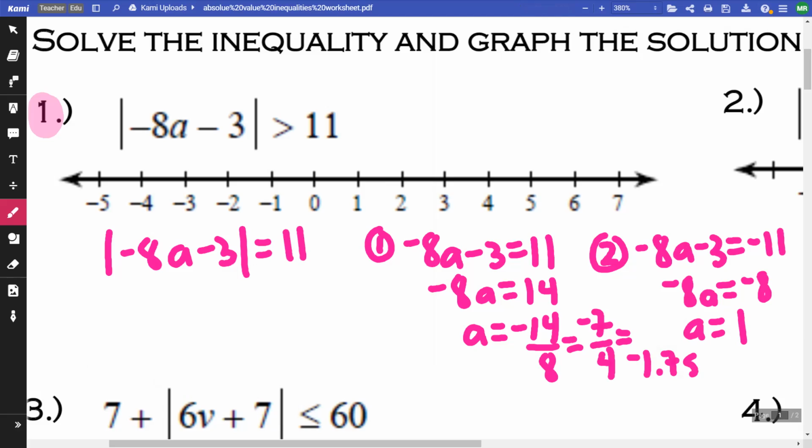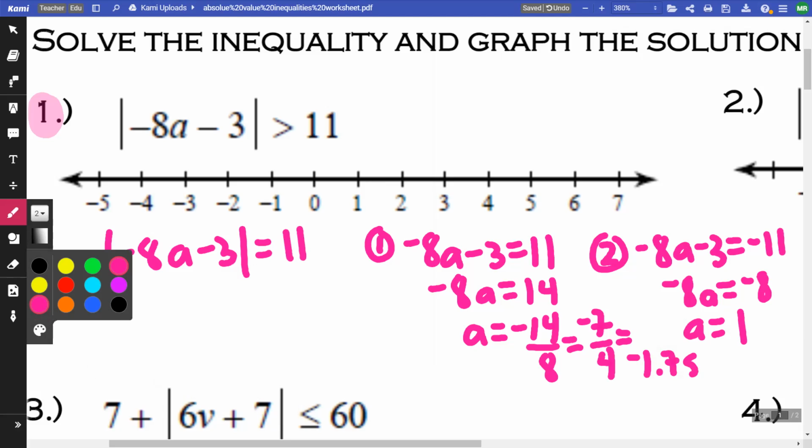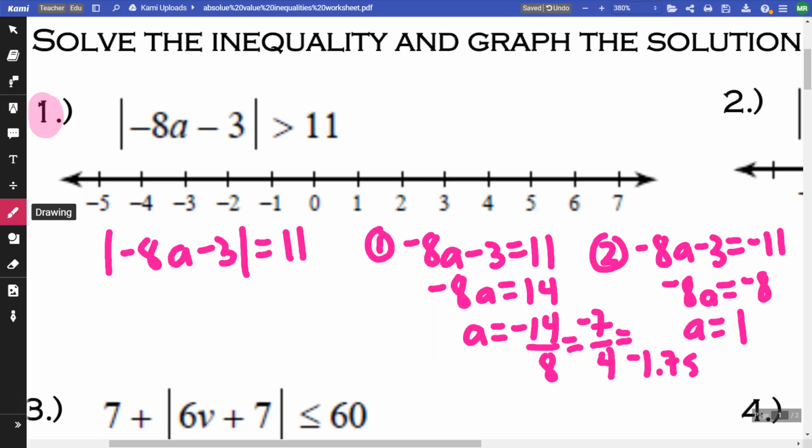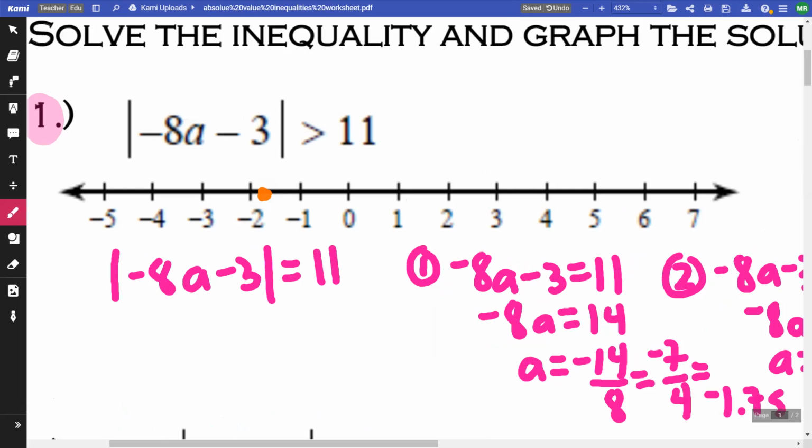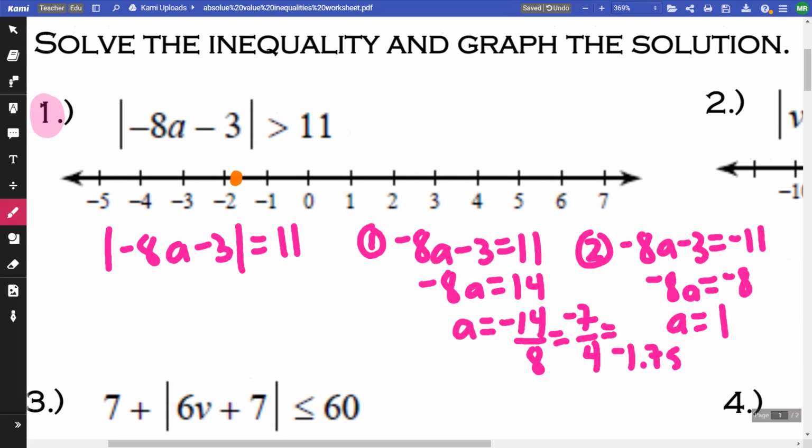Okay. So I am going to have, let me just do this part in orange. Okay. A point at negative 1.75, which let's say is about here. And then the other one is at a positive 1. And these are, sorry, open circles because this inequality is strictly greater than. So I'm going to have an open circle at negative 1.75 and an open circle at 1.